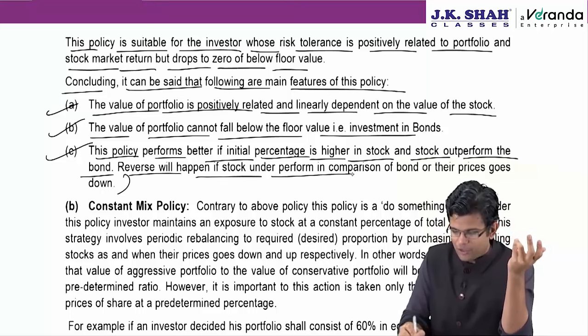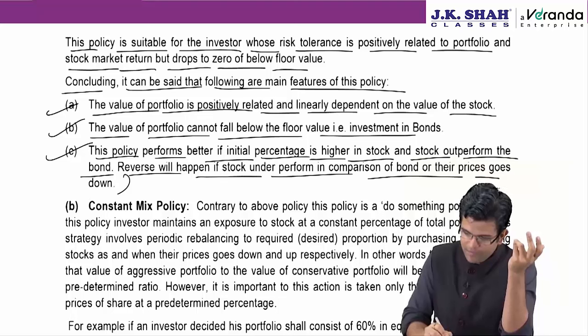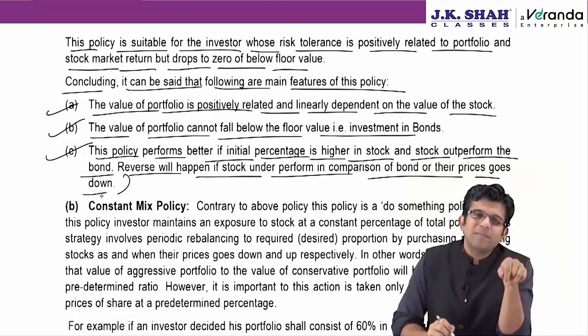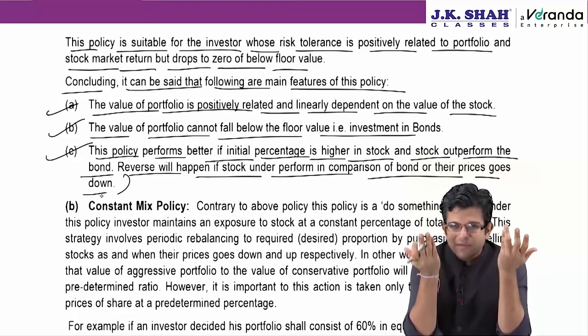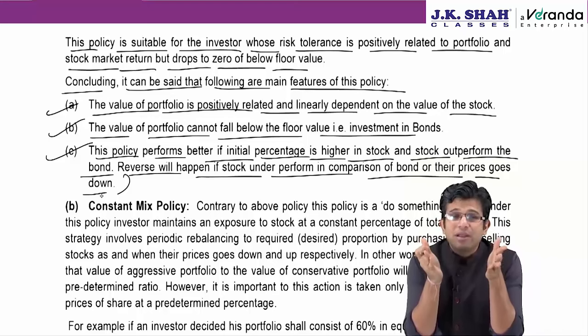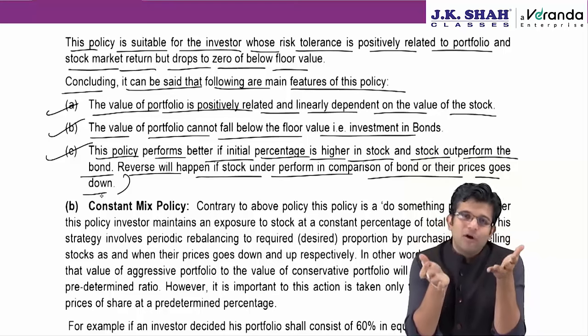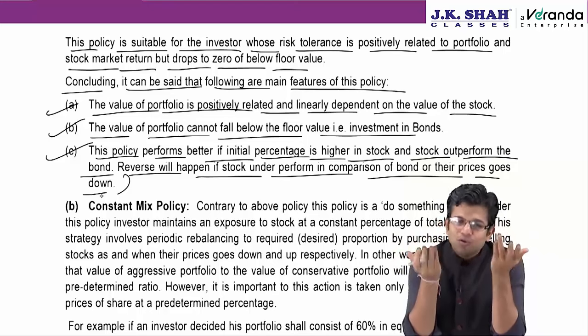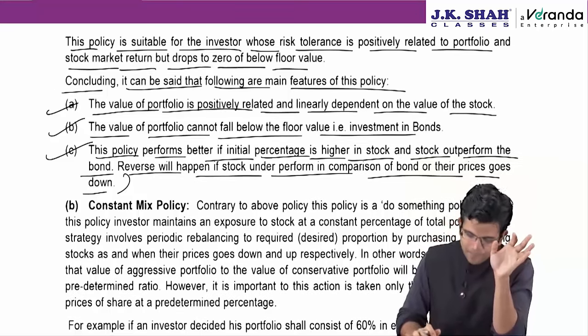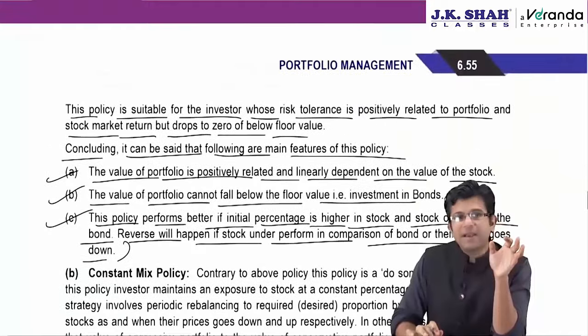Reverse will happen if the stock underperforms in comparison of prices. Basically, their prices go down. Students, what does that mean? That means that if in this case you have kept only 10,000 in bonds and 90,000 in equity, and if the share prices fall, then to that extent you will face huge losses. Okay, that was point number C. Students, with that we complete the buy and hold strategy.